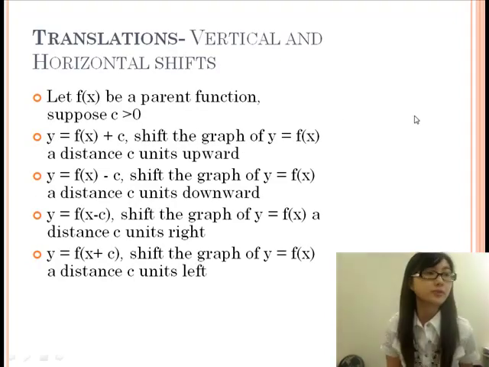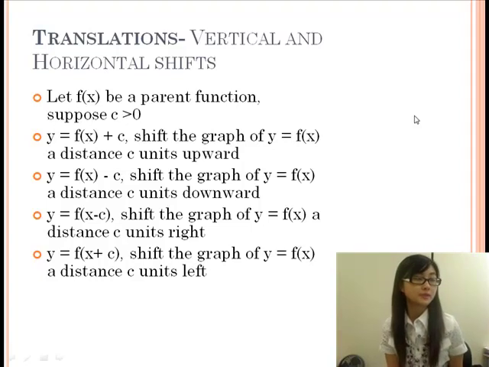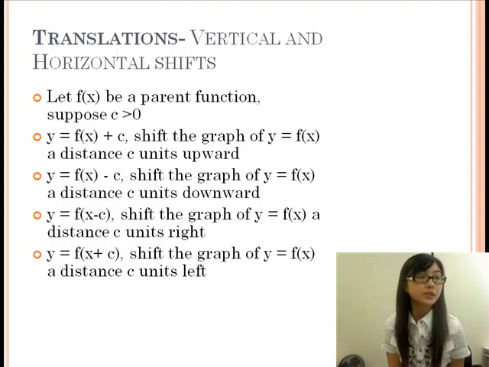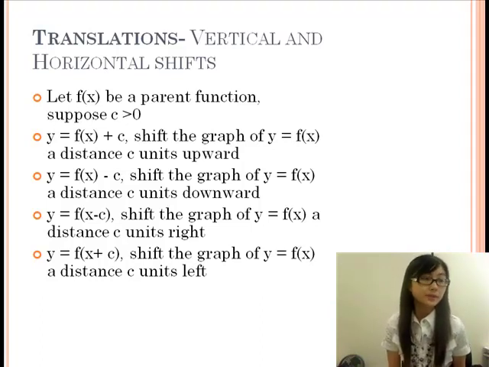Let's talk specifically about translations, vertical and horizontal shifts. Let f of x be a parent function, which means the original function, and supposedly we have this c, a variable, is a number that's bigger than 0. If we have the function y equals f of x plus c, that means you shift the graph of the original function by a distance of c units upwards, so you shift it up.